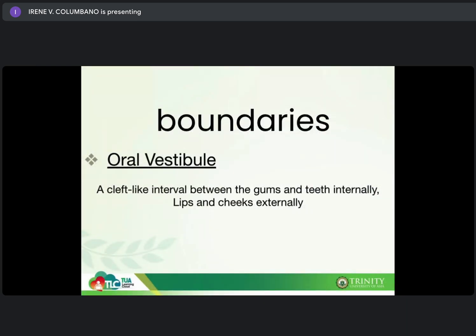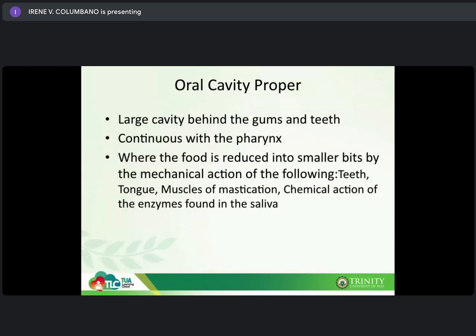So, boundaries: the oral vestibule is the cleft-like interval between the gums and teeth internally, and lips and cheeks externally. The oral cavity proper is the large cavity behind the gums and teeth, continuous with the pharynx. In our oral cavity, the chewing mechanism happens, to reduce the food into smaller bits or pieces. Which organs are involved? The teeth, tongue, muscles of mastication, and also chemical action from the enzyme salivary amylase, produced by our saliva and salivary glands.